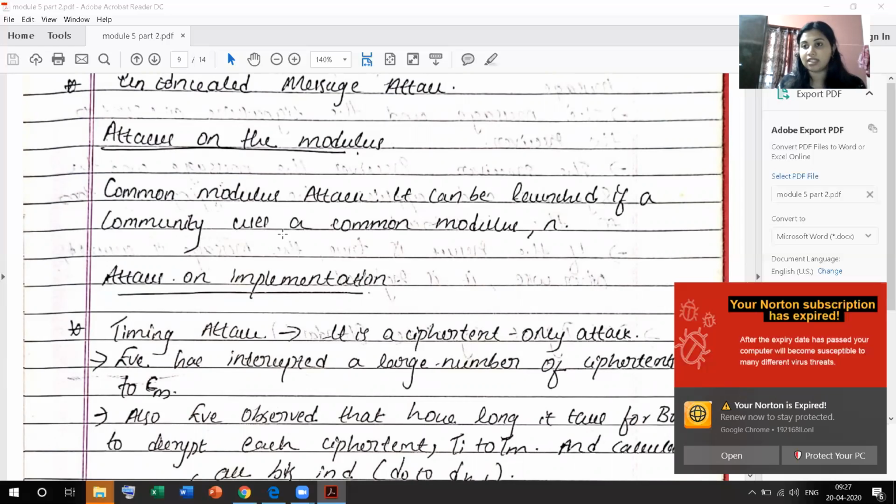When a large number of senders use the same value of n, it is known as a common modulus attack. The attackers can easily find the value of n. Next, attacks on implementation. There are mainly two types of attack: timing attack and power attack.